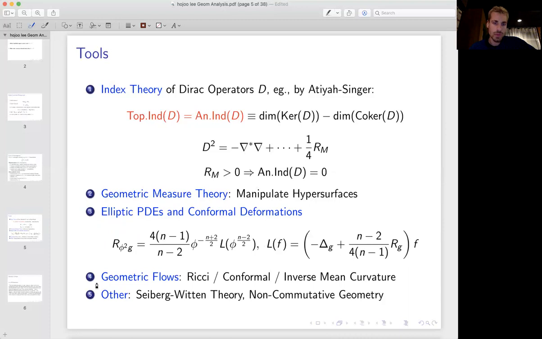And then geometric flows have been used to study scalar curvature, of course the Ricci flow, as I mentioned before, but conformal or inverse mean curvature flow, even mean curvature flow, has also been used in the context of general relativity in initial data sets. So you can use geometric flows, and then there's other tools which I know very little about, and I won't be speaking about today, that come from Seiberg-Witten theory or non-commutative geometry. So today we're really talking about this one, right? How to manipulate hypersurfaces.